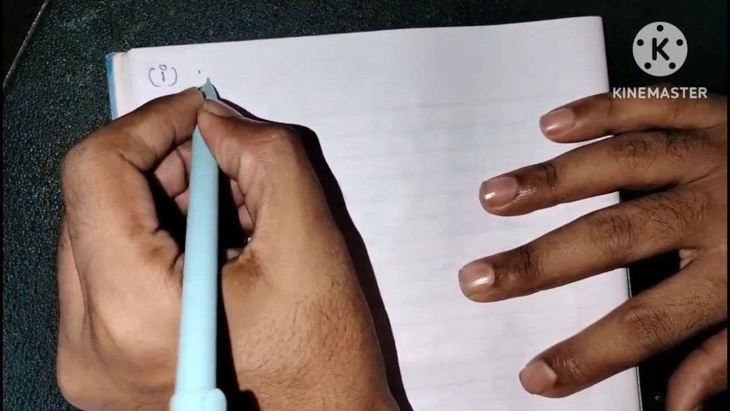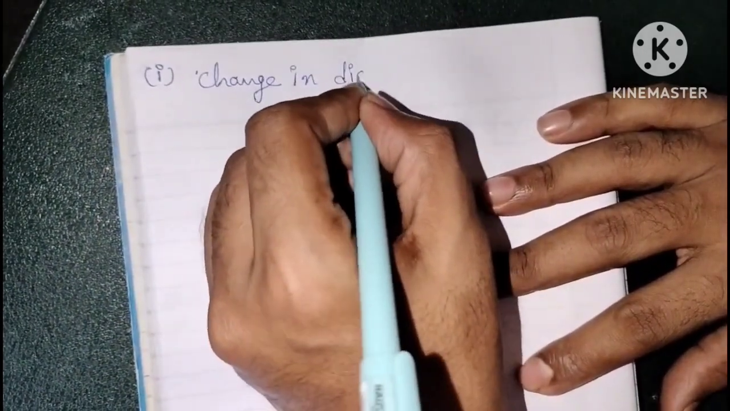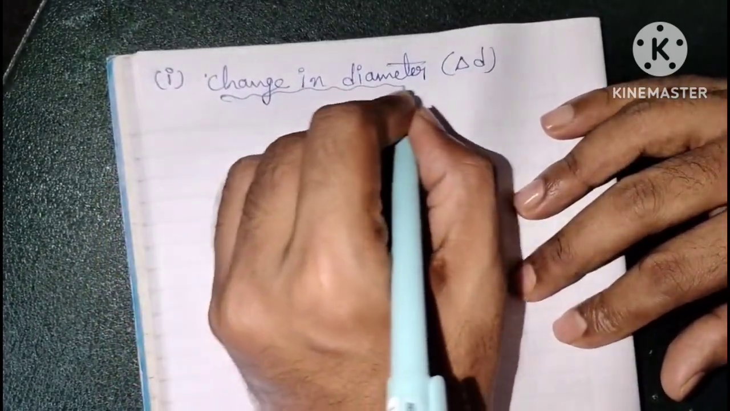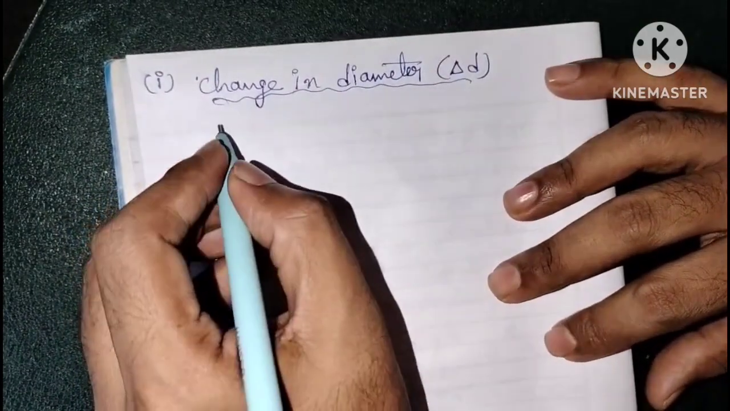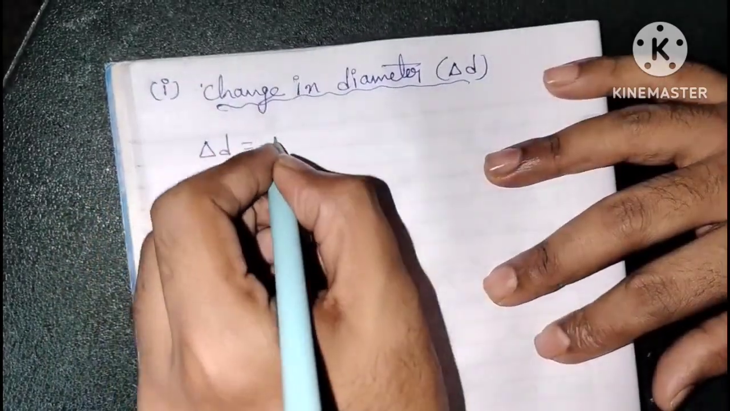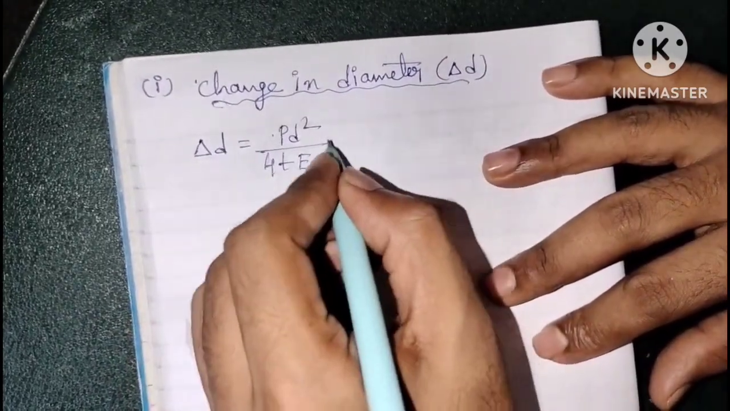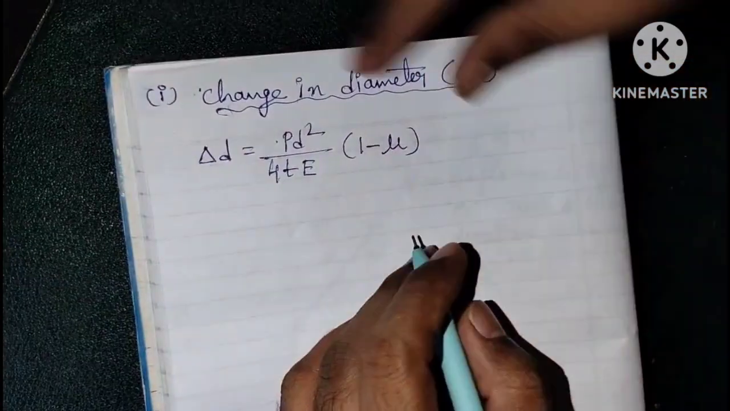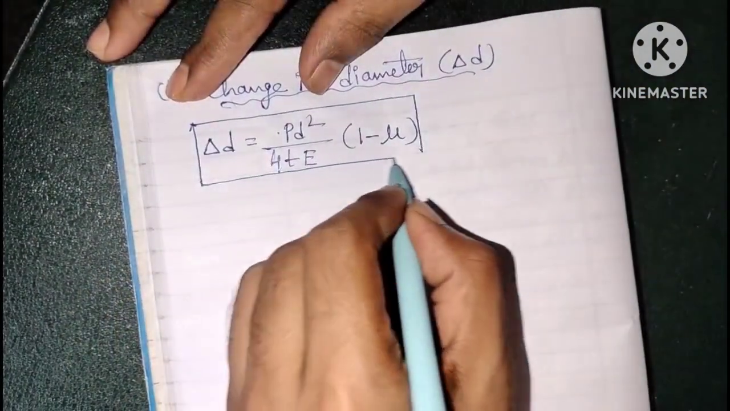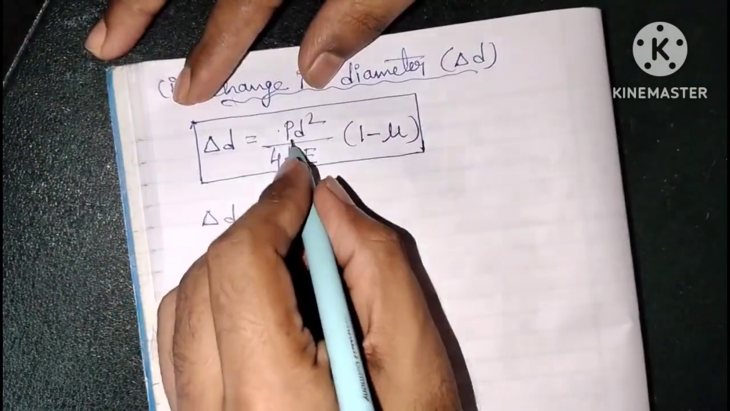So first we need the change in diameter, denoted by delta D. In case of thin spherical shells, change in diameter delta D is equal to PD squared by 4TE into (1 minus mu). So this is the formula for change in diameter of thin spherical shells subjected to internal pressure P.